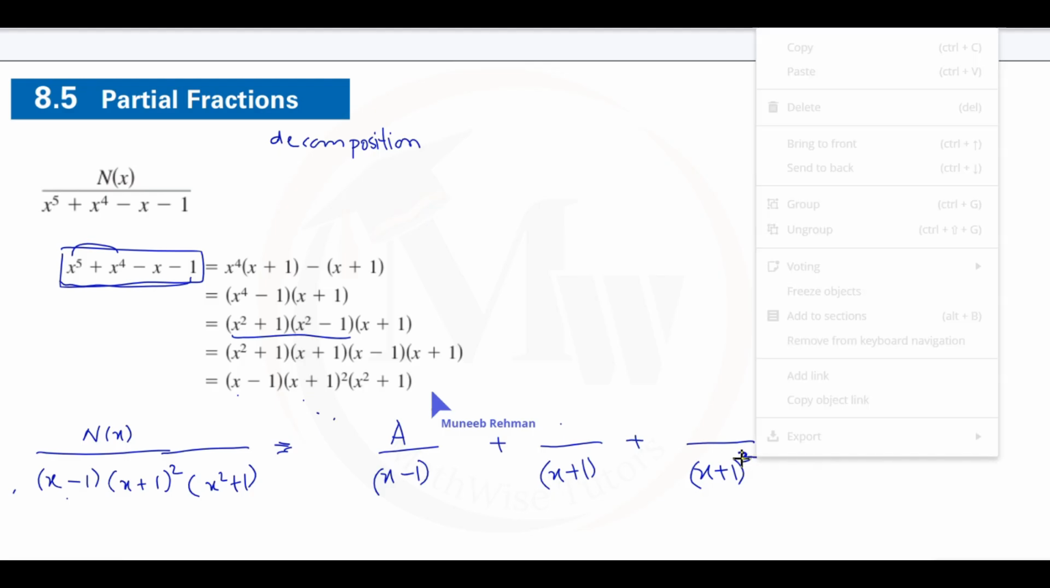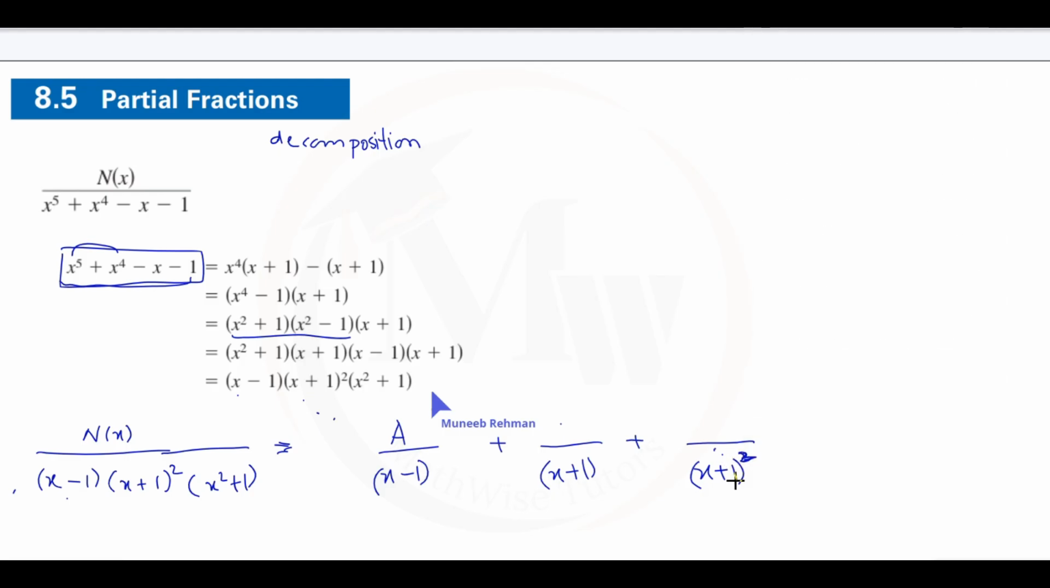So x plus 1 with the 2 power, so it's not 3 power here, x plus 1 with the 2 power, plus now the other term with x square plus 1. The more factors you have, the more power will make more fractions. But how to write the numerators?